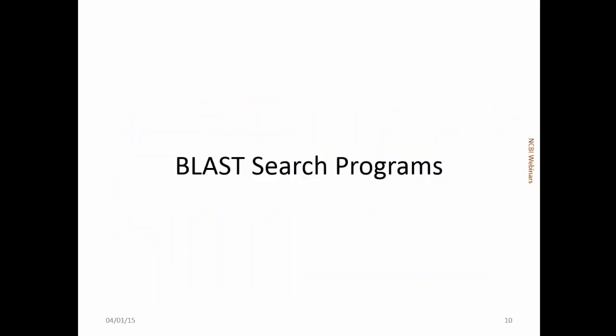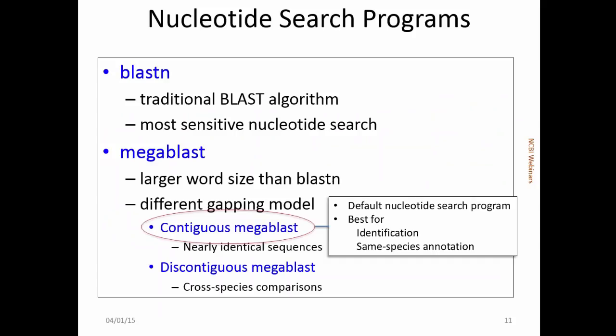So let's deal a little bit more with BLAST. And I'm going to be talking somewhat in the abstract here because these things are available as standalone programs. Of course, today we're talking about the web. So we have these nucleotide search programs. There are 2 of them really. BLAST-N, which is the traditional BLAST algorithm. This is the most sensitive kind of nucleotide search you can do on the web.